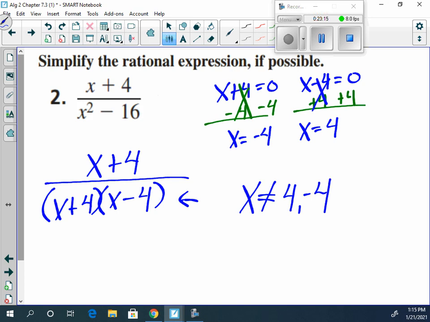We could say plus or minus 4. That'll be the same thing. It cannot be 4 or negative 4. We cannot have either one of these values of x, because if x is one of these two values, it's going to cause the denominator to be 0. We cannot have that. Okay.